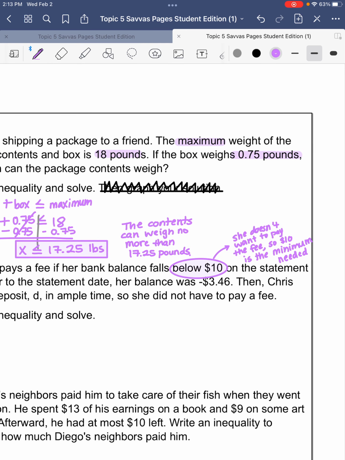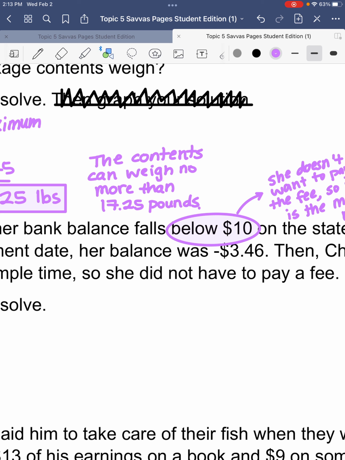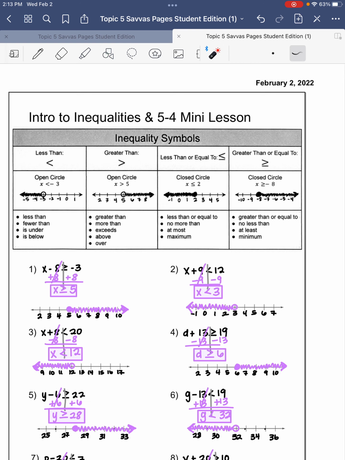Now, she started with a balance that was negative $3.46. And then she made a deposit, D. We don't know how much that deposit was, but that's what we're trying to figure out. Okay? So, thinking that $10 is the minimum, what inequality sign might I use? Well, let's look at it. Is minimum one of our keywords? It is right there. So greater than or equal to is what I want.